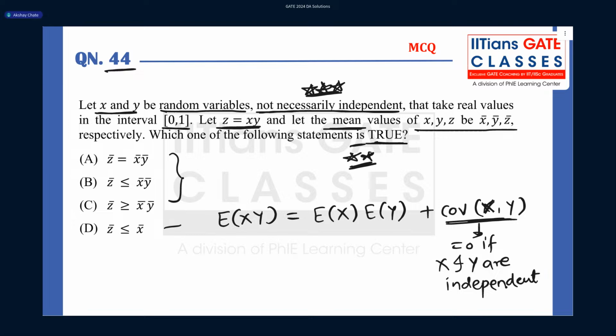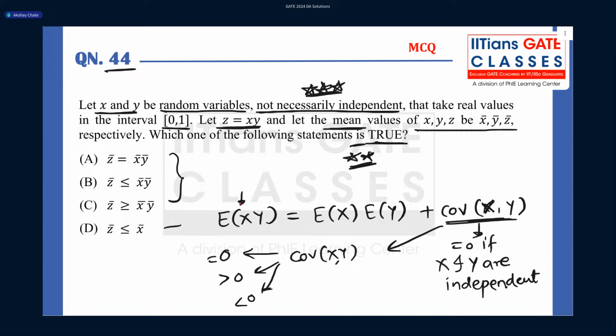But in this question it is mentioned that they are not necessarily independent. So covariance of x and y, there are three possible combinations. It can be equal to 0, or greater than 0, or less than 0. They have not given any information about that. So let's assume that it is 0. In that case, what happens?